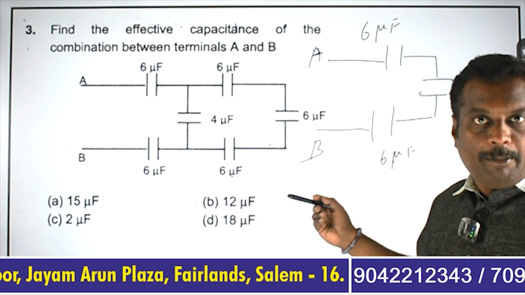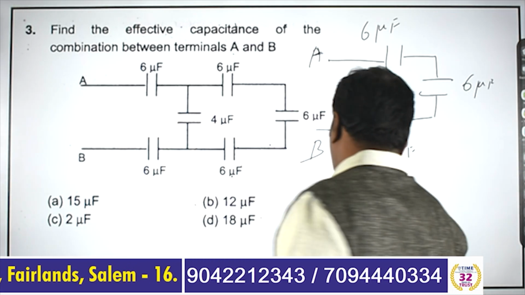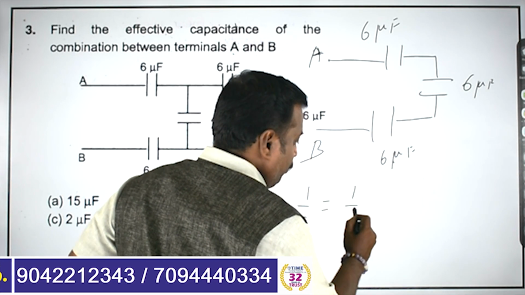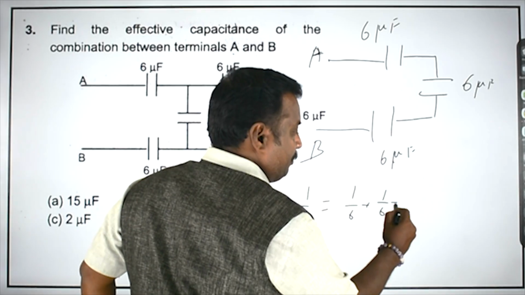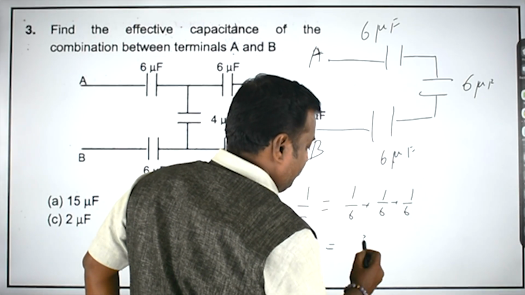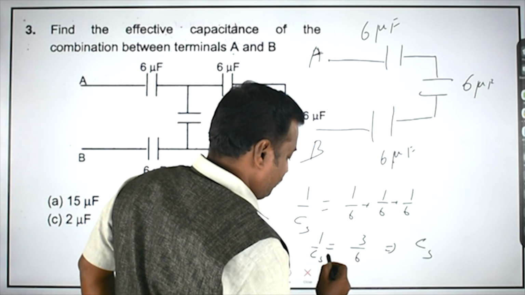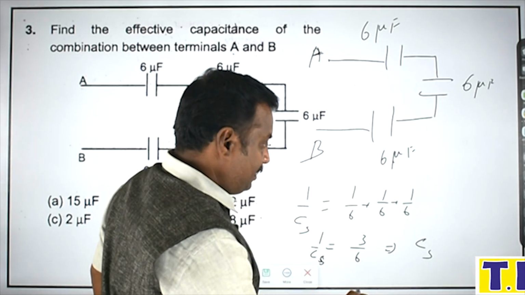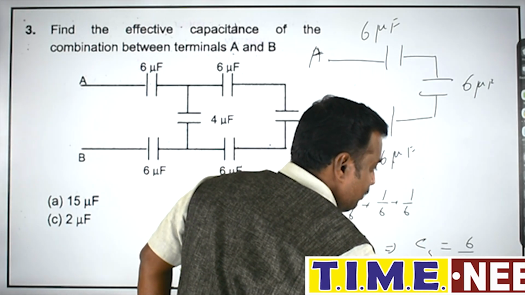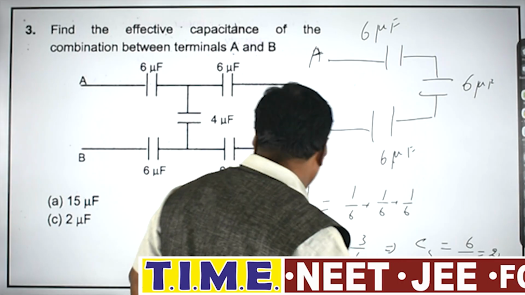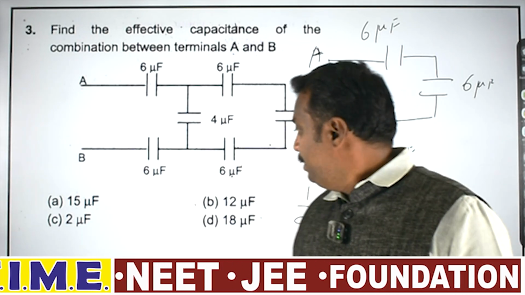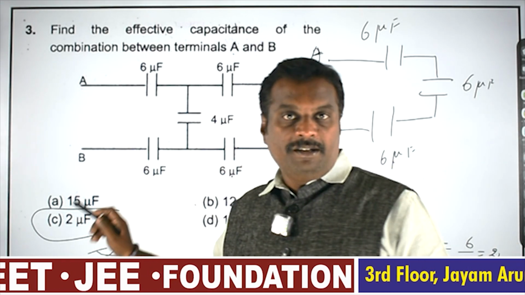again in series. So 1 by 6, the same. 1 by CS is equal to 1 by 6 plus 1 by 6 plus 1 by 6. The answer will be 3 by 6. This implies 1 by CS is 3 by 6. So CS is equal to 6 by 3. 6 by 3 is your 2. So the effective answer will be 2 microfarad, which is your option C.